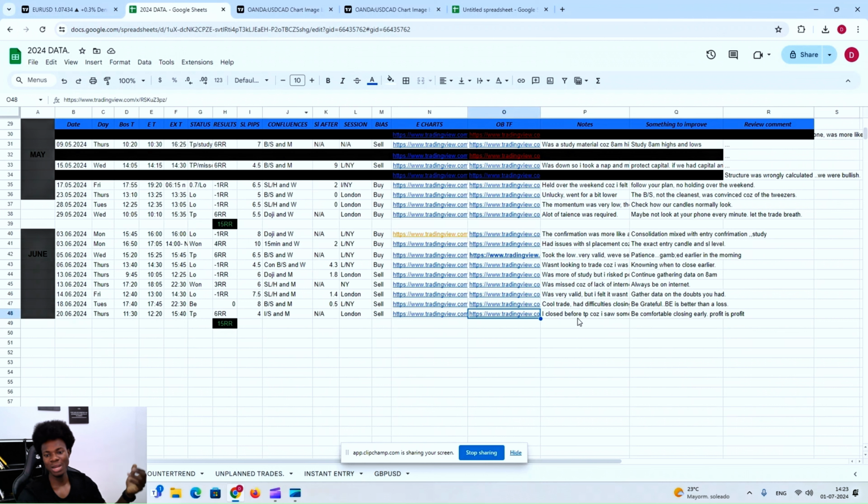And on the notes, do I have a note for myself? Like right here, I closed before TP because I saw a reaction at the low, closed at 1 to 5. That's fine, right? And something to improve: be comfortable closing early, profit is profit. So these are very important for you.